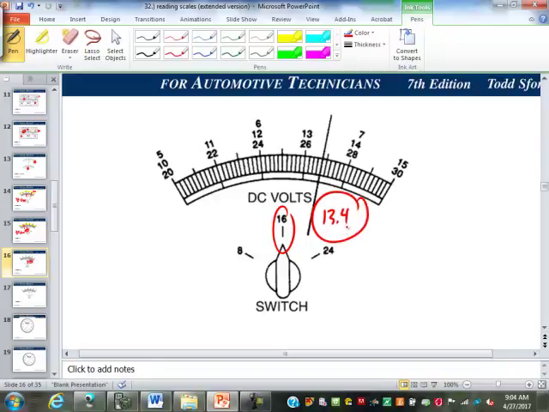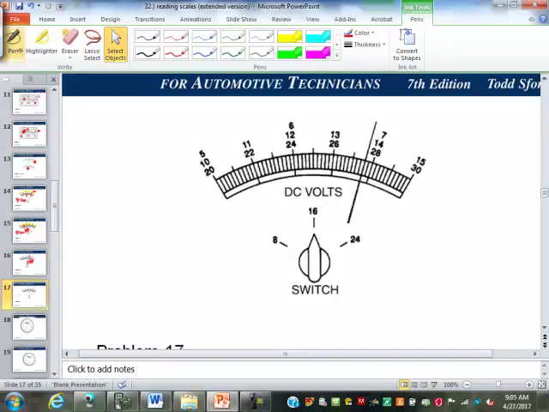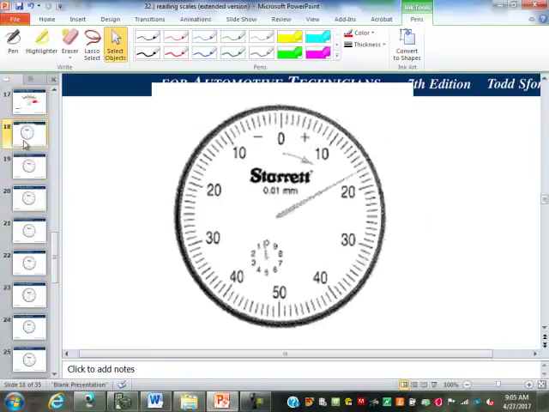It is 13.4 volts. On the middle setting, each one is 0.1. And this one? 13.8. Very good. Now we're going to look at some meters, some gauges, that are a little more complex.